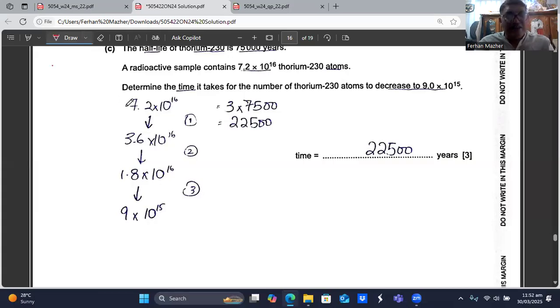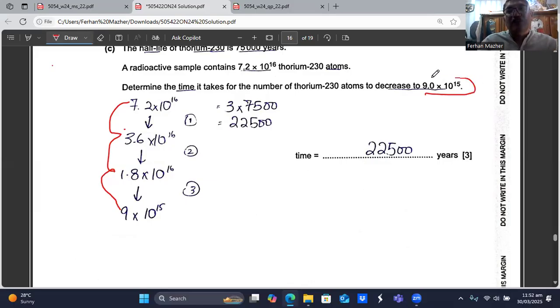Okay, so at the start you have this many atoms, so one half-life will pass. 7.2 × 10^16 divided by 2, you get 3.6 × 10^16. When another half-life passes, 3.6 × 10^16 divided by 2, you get 1.8 × 10^16. And when another half-life passes, what will happen? You will have this much: 1.8 × 10^16 divided by 2, you get 9 × 10^15. This is the number they are asking.